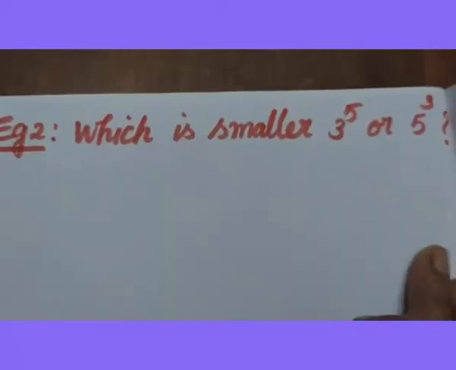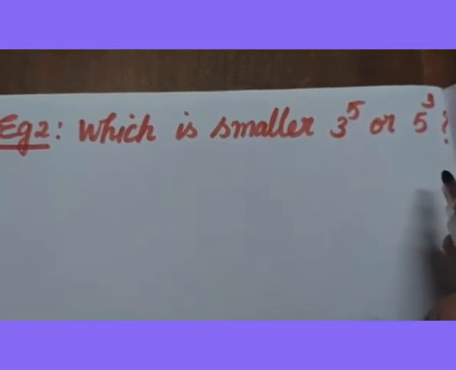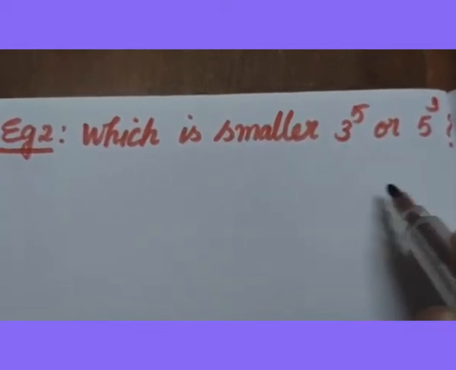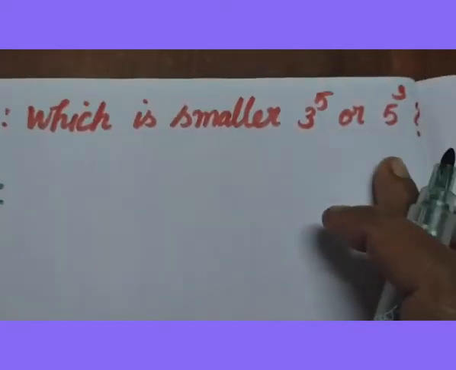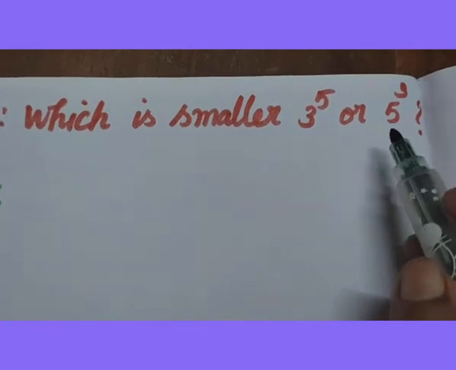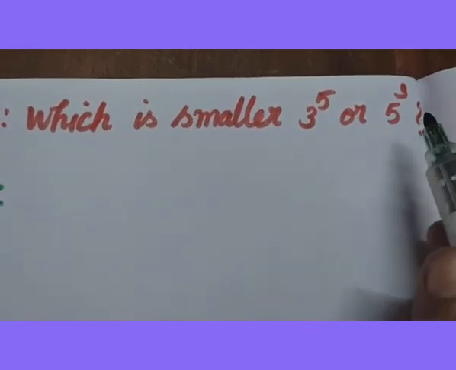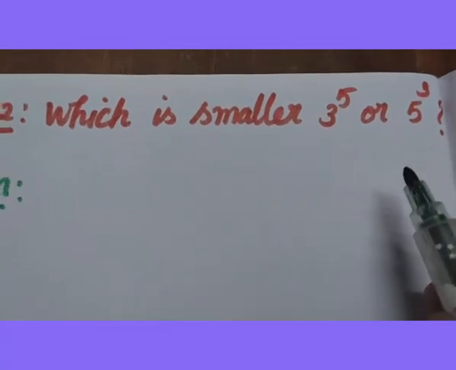Look at the next example, children. Which is smaller, 3 power 5 or 5 power 3? Okay, which one is smaller? So here first we can find what is the value of 3 power 5. Next, find what's the value of 5 power 3. After that, we can easily identify which is smaller number.